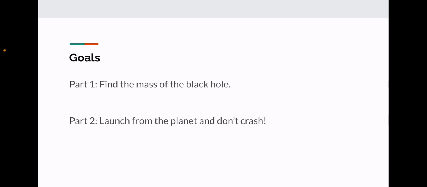The second part asks us to find an initial launch velocity that doesn't result in the ship crashing either into the black hole or with the planet. For this, we will use the mass we found in part 1 to find the net force on the ship and the net force on the planet. We will use the velocity update formula using the new net force to find the final velocity of the planet and the ship. These velocities will be used in the position update formula to find the final positions of the ship and the planet. If at any point the ship is in the same position as the planet or the black hole, the ship has crashed and the mission failed.